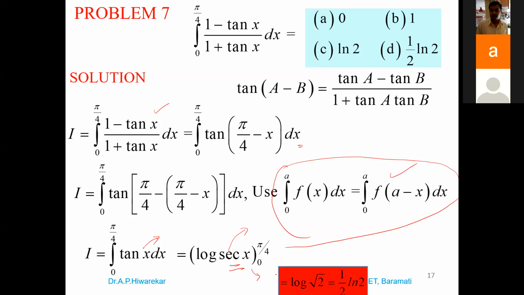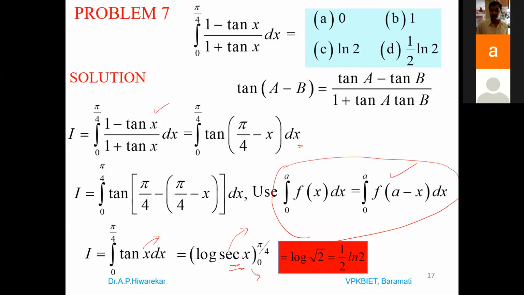For the lower limit, sec of 0 is 1, so log of 1 is 0. For the upper limit, we are getting log of root 2, and for the lower limit, log 1 is 0. So it is log of root 2, and log of root 2 means 1 by 2 log of 2. So our answer is 1 by 2 log of 2, and I think this is option D. So the answer is D. I hope you are getting it.